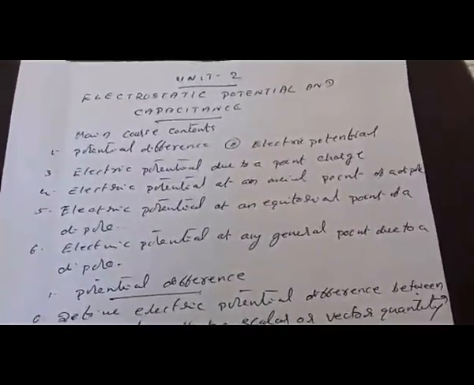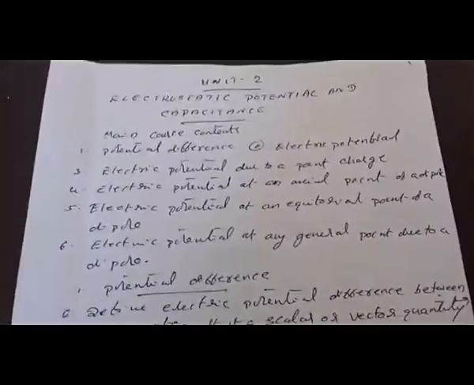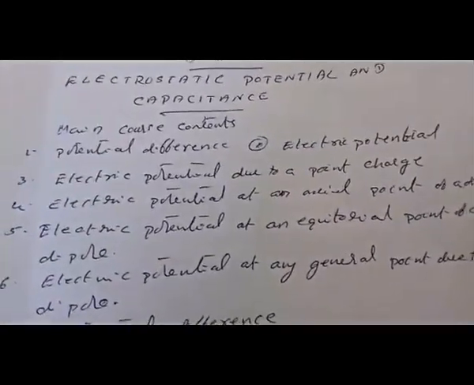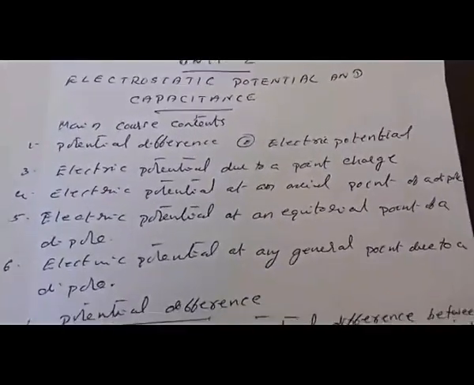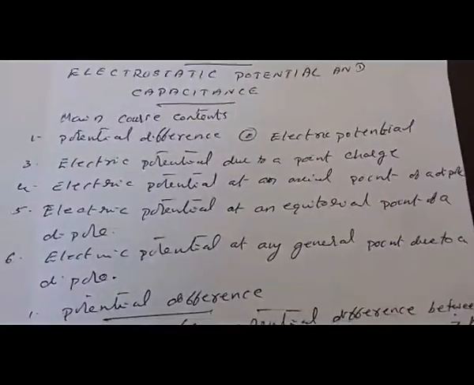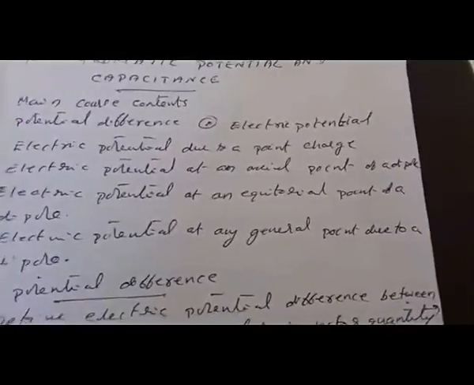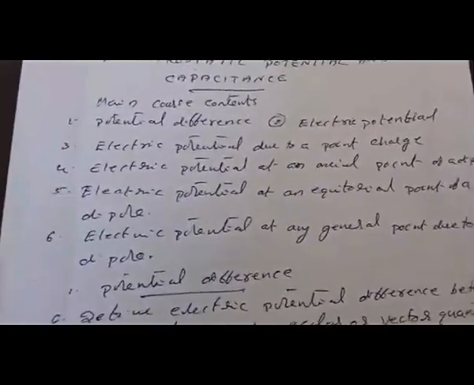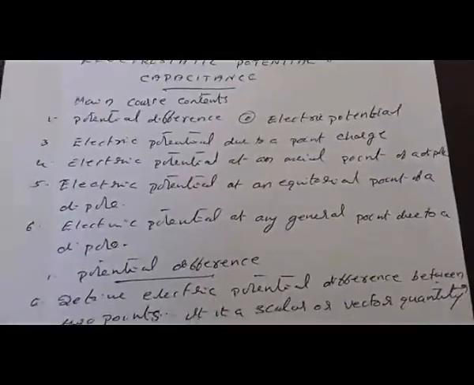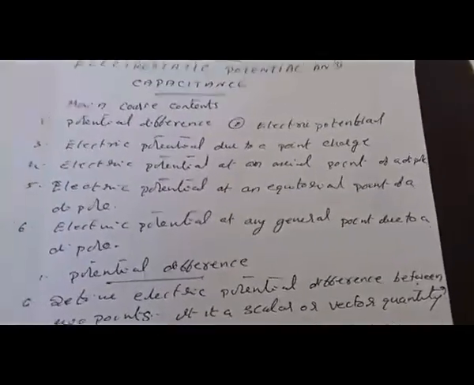Here I am starting Unit 2, Electrostatic Potential and Capacitance. Main course content: 1. Potential difference, 2. Electric potential, 3. Electric potential due to a point charge, 4. Electric potential at an axial point of a dipole, 5. Electric potential at an equatorial point of a dipole, 6. Electric potential at any general point due to a dipole.